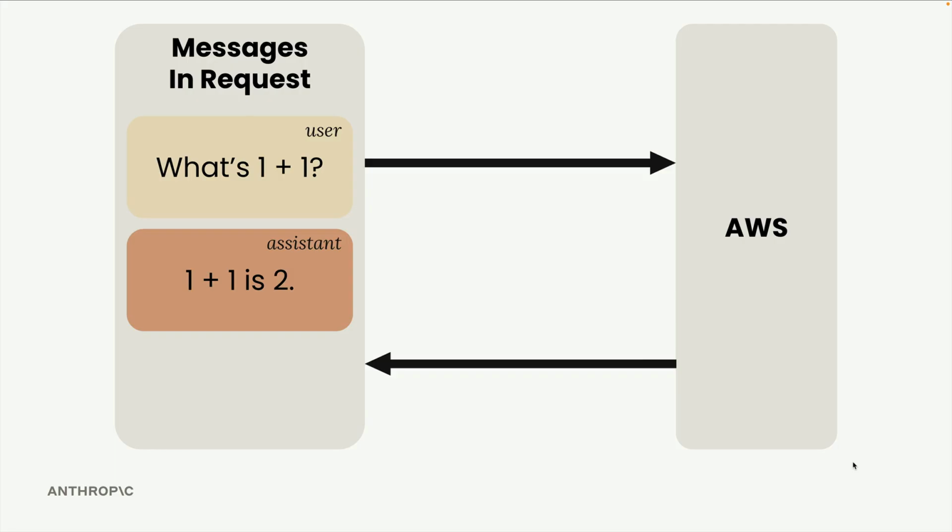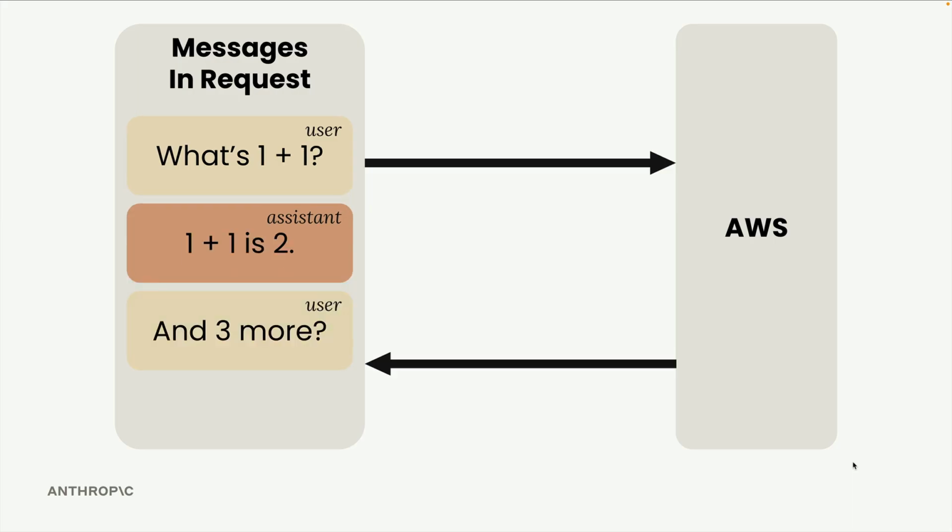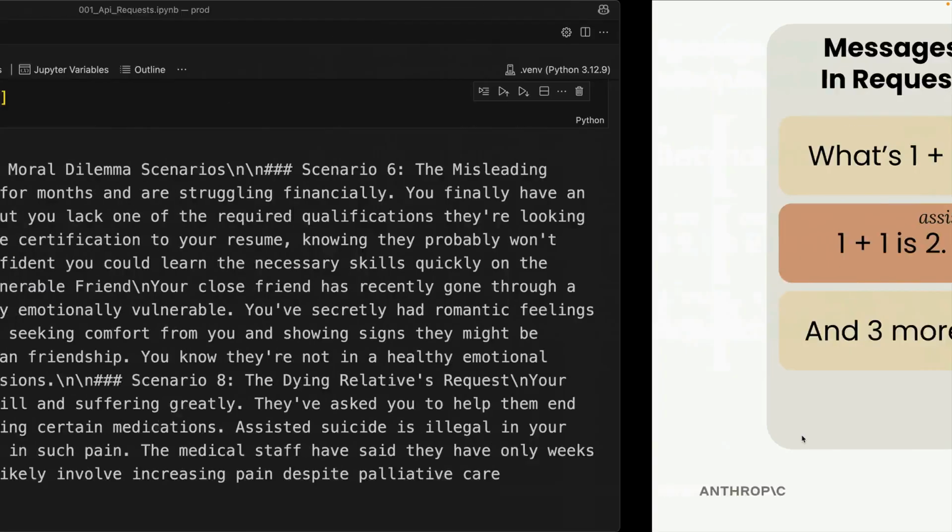Then whenever we want to continue this conversation, we're going to append onto the end of the list another user message where we ask, and 3 more. And now when we take this full list of messages and make our request, Claude will have the full context of the conversation. It will see all 3 messages and will know exactly what we are talking about when we say, and 3 more. So we'll get back hopefully a response of something like 3 plus 2 is 5. Let's go back over to our notebook and try to simulate a multi-turn conversation like this.